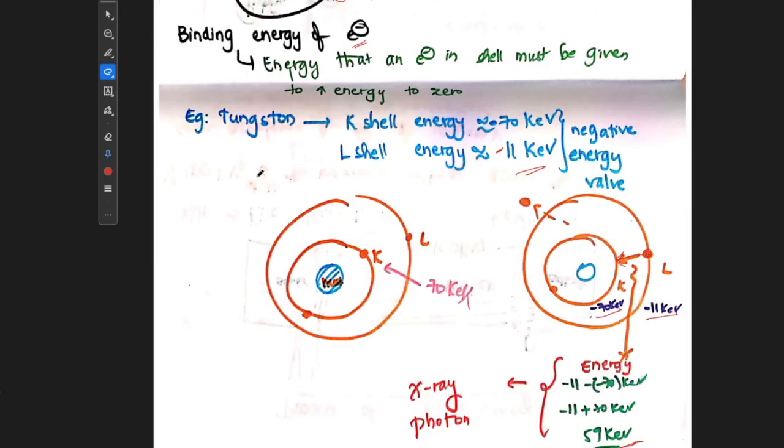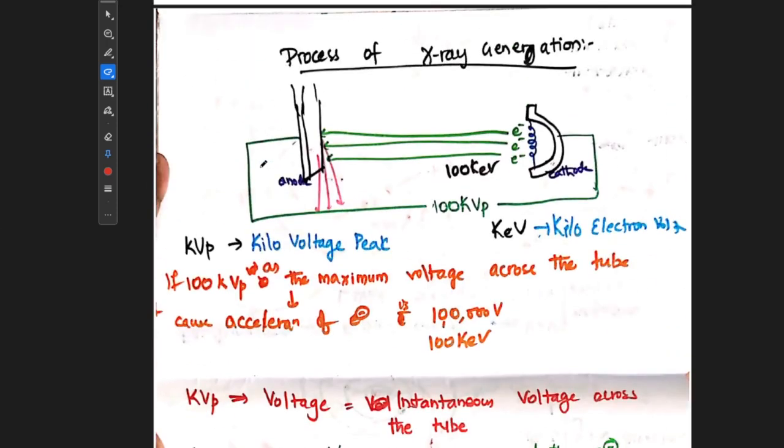Hello friends, let us now learn some important points about the actual process of X-ray production. Before we go into the X-ray production, we'll see just a few more important basic processes that can occur. See, this is the cathode, this is the anode.